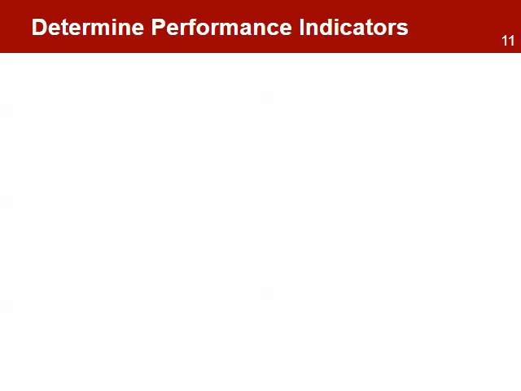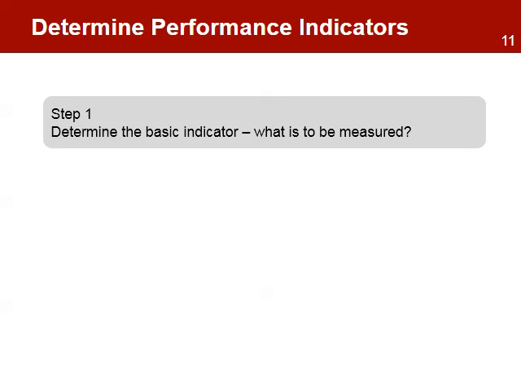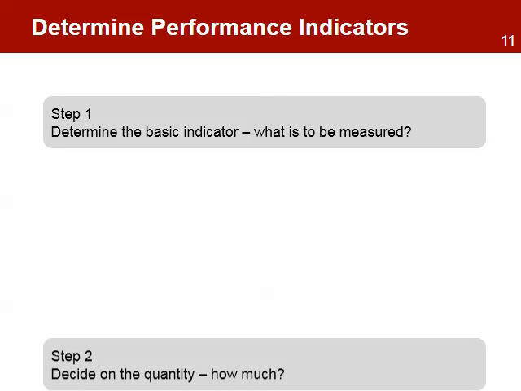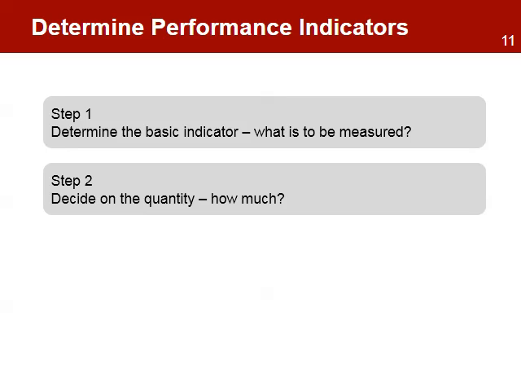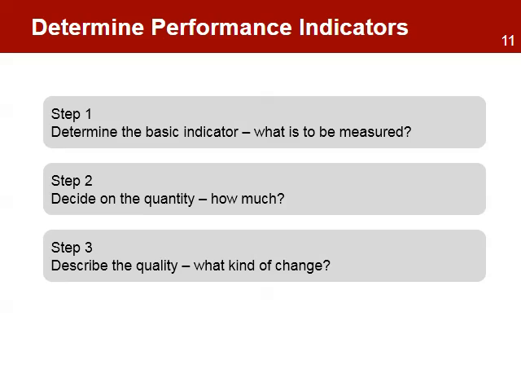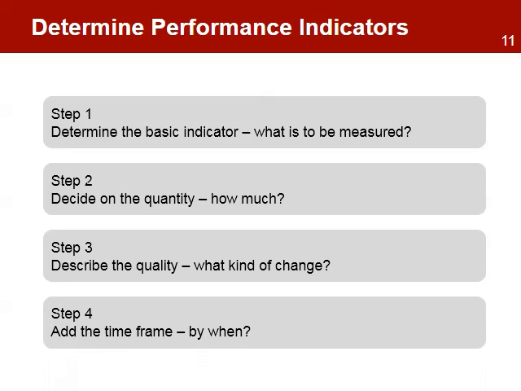The process to determine result indicators is as follows. Start with a basic indicator that will help measure a change. Next, decide the quantity you want to achieve in that indicator. This is the target. Then, define the quality of the indicator by describing the type of change. Finally, the time frame, the expected date when the project should achieve the target indicator. This process requires stakeholder involvement. Reaching agreement on the indicators and targets increases transparency and ownership.